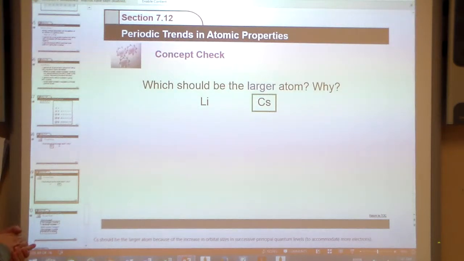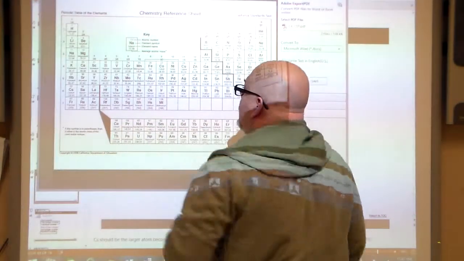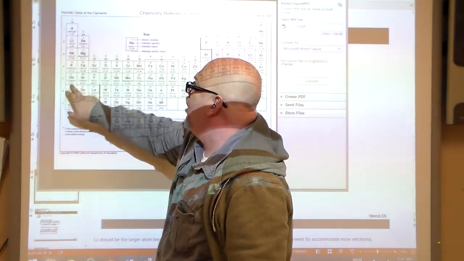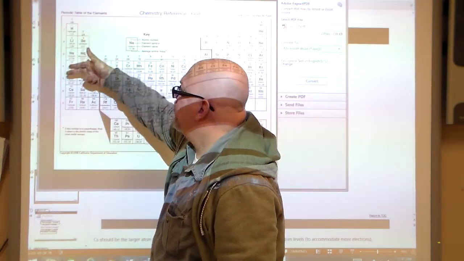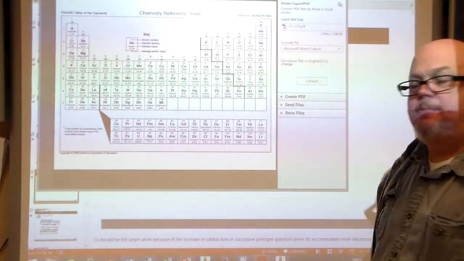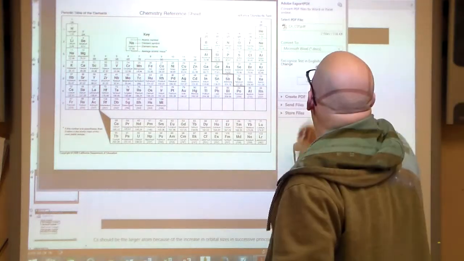Now, which would we expect to be the larger atom, lithium or cesium? Well, if you look at the chart here, here's lithium and here's cesium. As you're going down the chart, each row you come to, you've got another layer of electrons added. So yes, cesium is definitely going to be bigger in size than lithium.